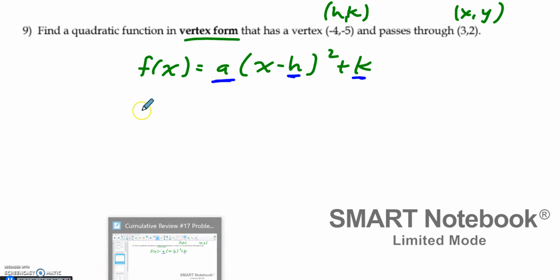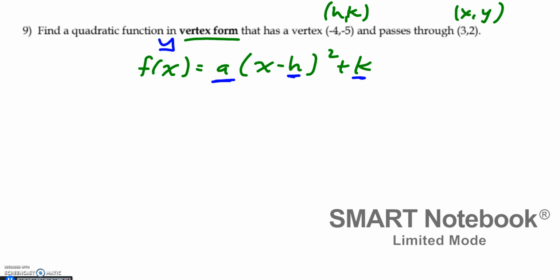So here's what we have. f of x is really the same thing as y, and we know that y is 2. So we have 2 equals a, don't know what a is yet. We know that x is 3 minus h is -4, squared, plus -5. Please remember when you're doing this problem, don't forget the square. That's probably the most common mistake that I have seen.